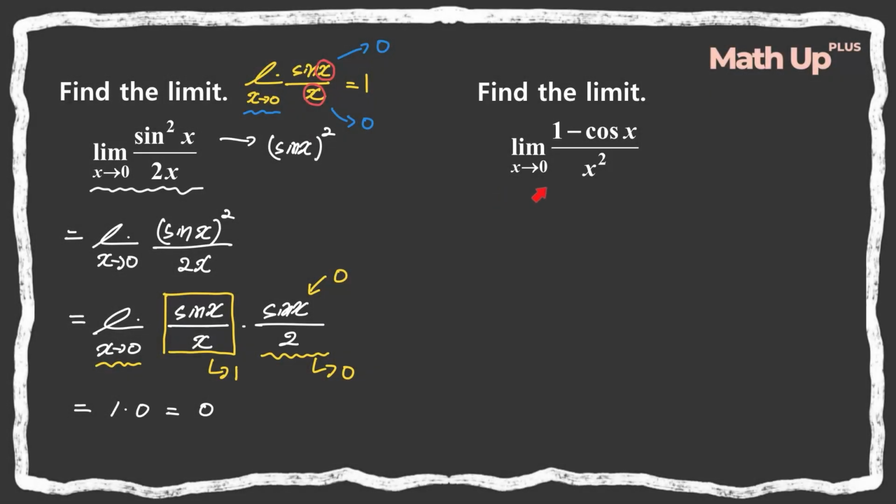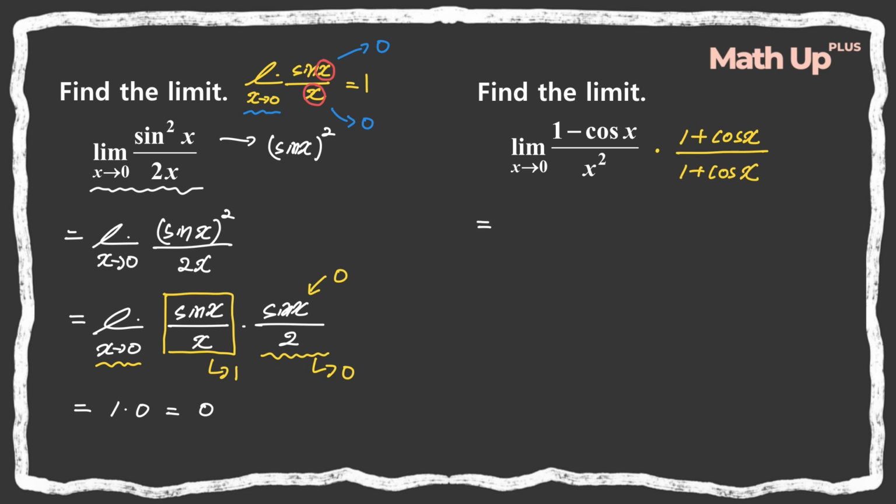Now let's look at this limit right here. We're trying to find the limit as x approaches 0, right? So if we substitute 0 for x, both the numerator and denominator will be equal to 0, right? So we have to transform this expression right here. And we can do that by multiplying 1 plus cosine x for both numerator and denominator, right?